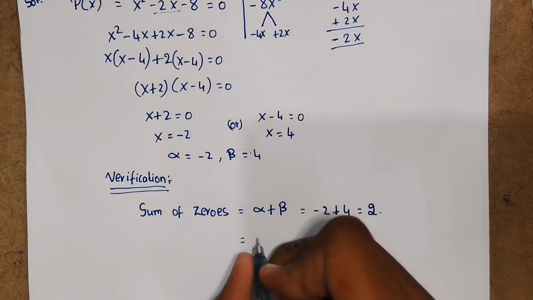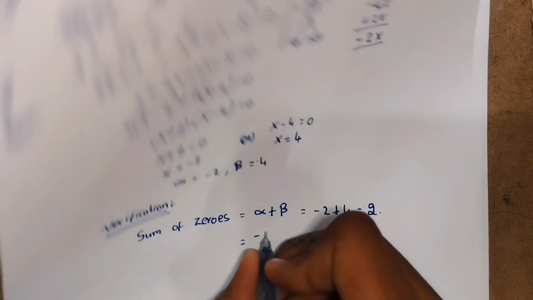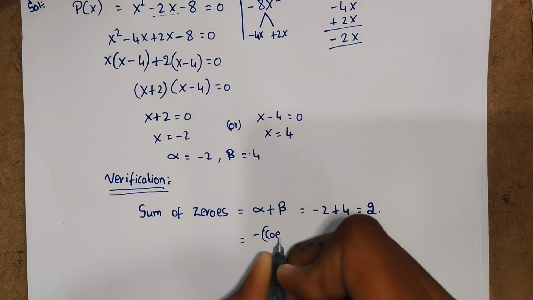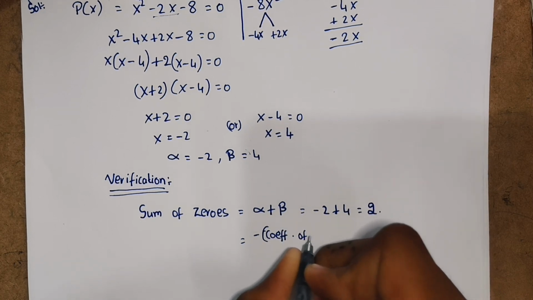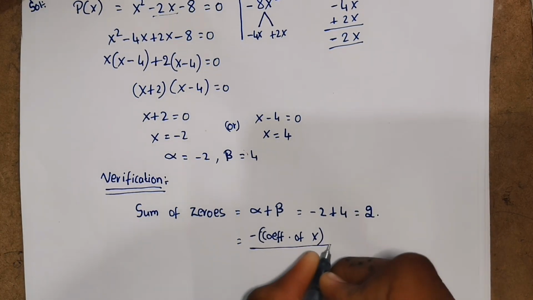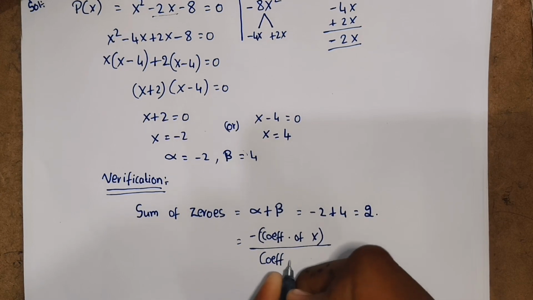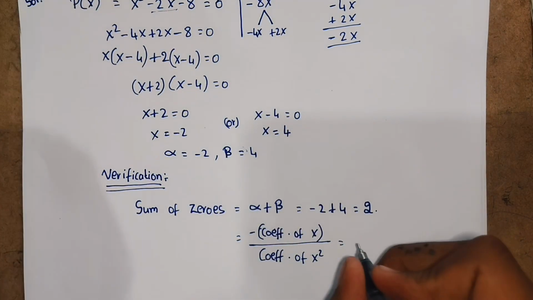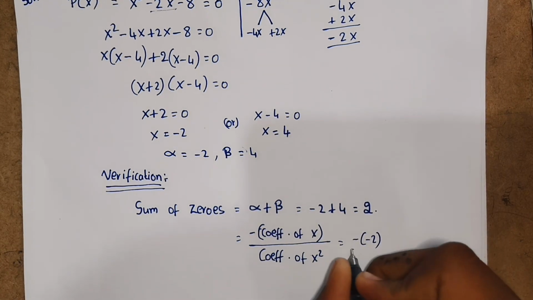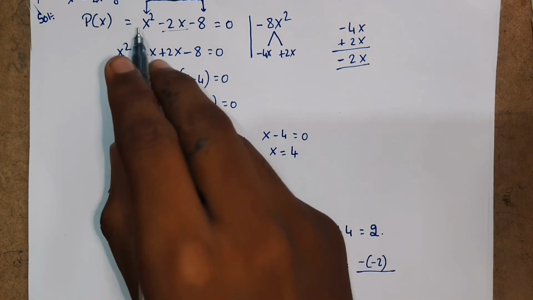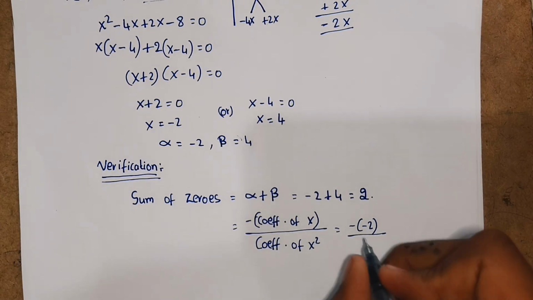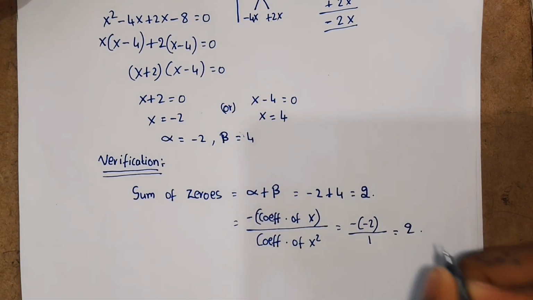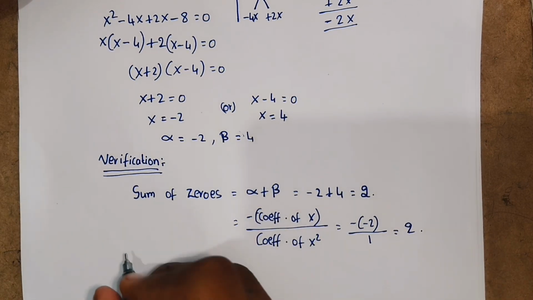Now from the formula, minus of coefficient of x by coefficient of x square. What is the coefficient of x here? Minus 2. So minus of minus 2 by coefficient of x square is 1. So by 1 equals to minus into minus plus 2. We got that both are equal.